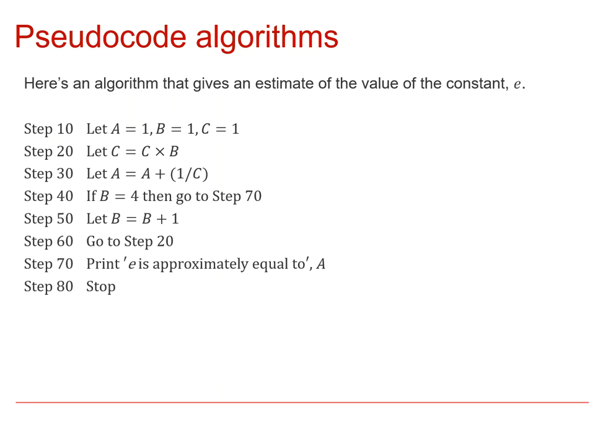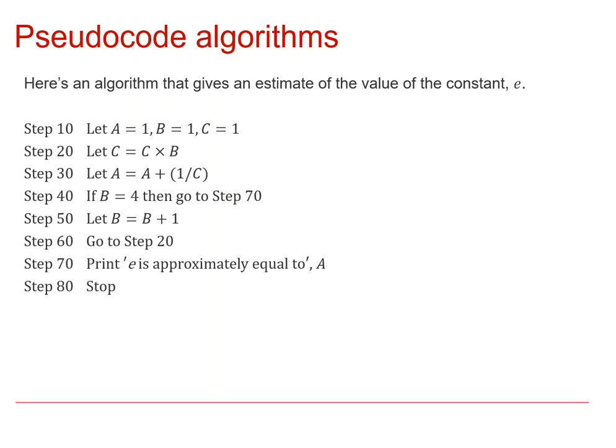You'll remember from what we said about flowcharts that things like this, C equals C times B, might look a little bit odd at first, but it just means that you're updating the value of this variable C. So its new value will be the current value of C times the current value of B.